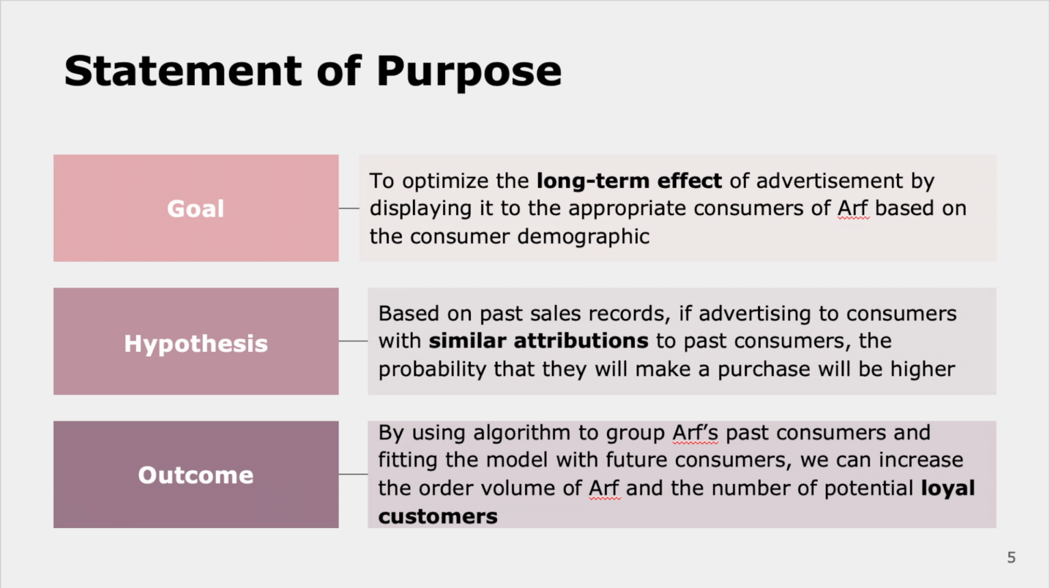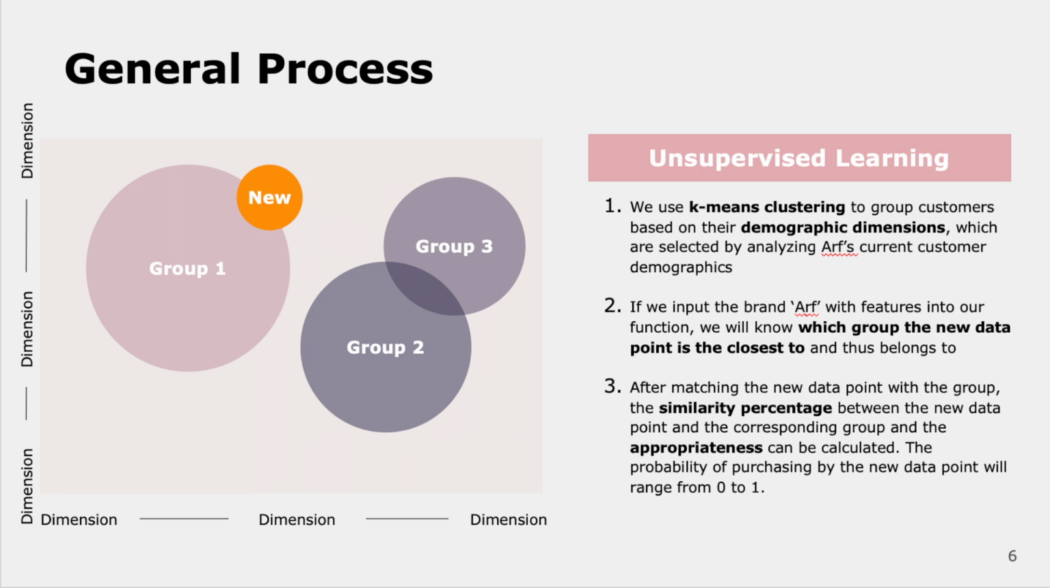So coming to the statement of purpose, our main mission is to optimize the long-term effects of advertisement by displaying it to the appropriate consumers of ARF based on consumer demographics. And our main hypothesis is that, based on past sales records, if we advertise to consumers with similar attributes to past consumers, the probability that they will make a purchase will be higher. By implementing our model, we hope to increase the order volume of ARF and the number of potential loyal customers. Our main method is to use K-means clustering to group customers based on their demographic dimensions.